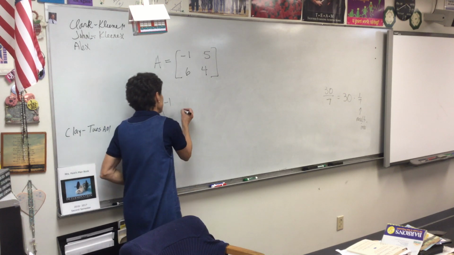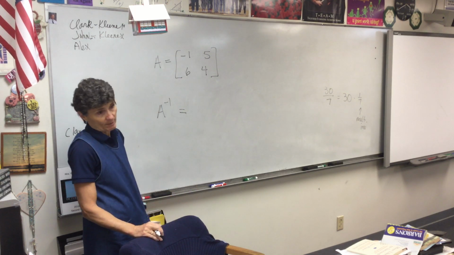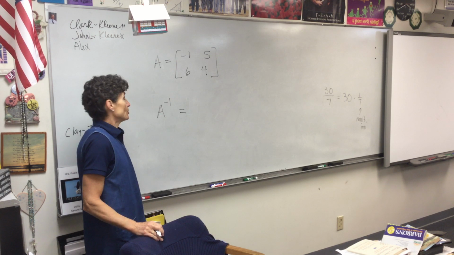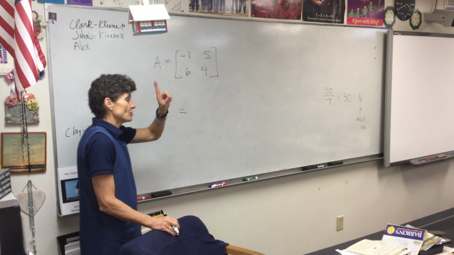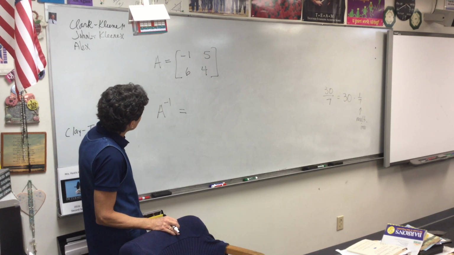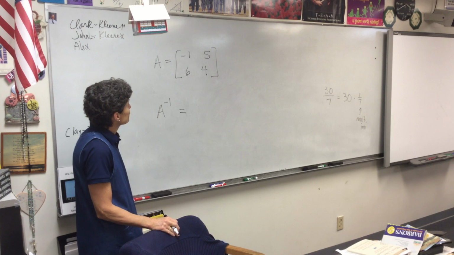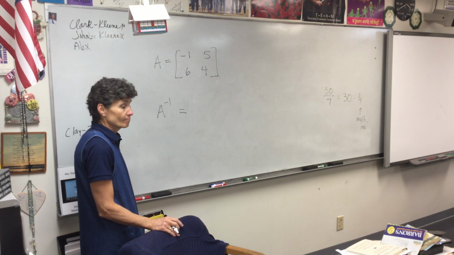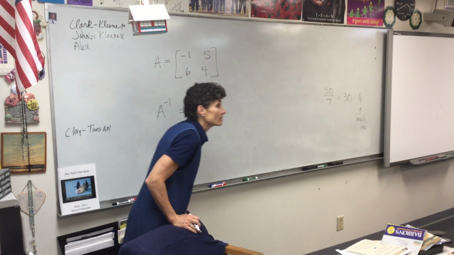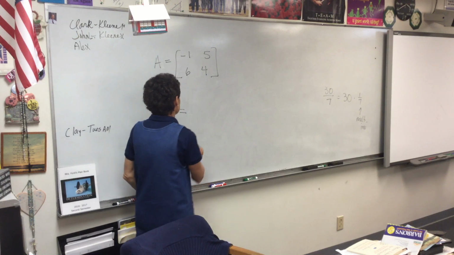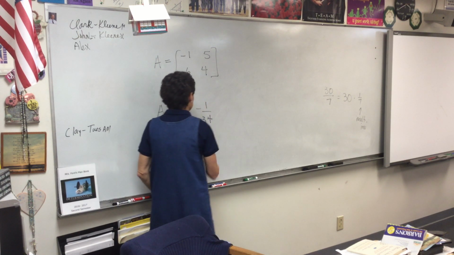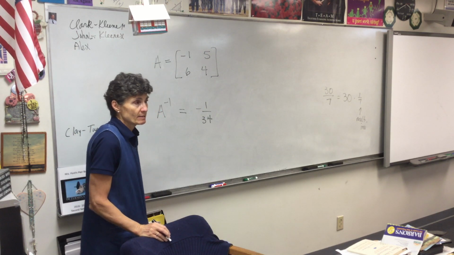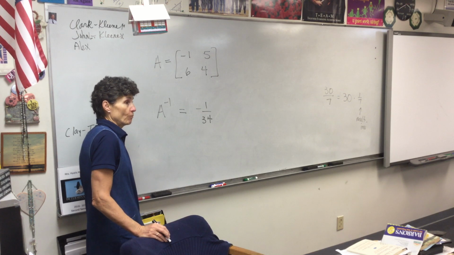All right, so finding the inverse, I'm sure you did this last year, does anybody remember? It's a two-step process. First thing you do is find the determinant. Step 1, find the determinant. So what is the determinant of that matrix? Negative 34, it sure is. So you put 1 over negative 34. So you start by finding the determinant, and then you're going to have 1 over that determinant.